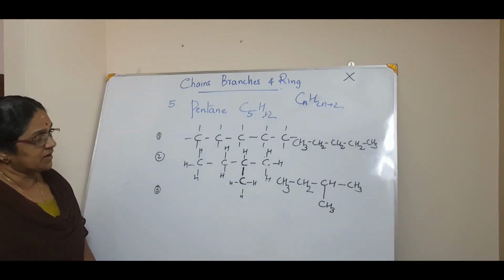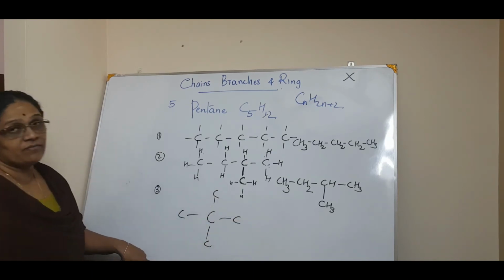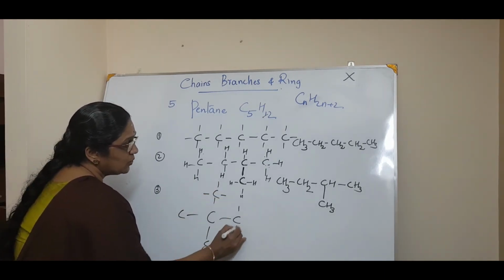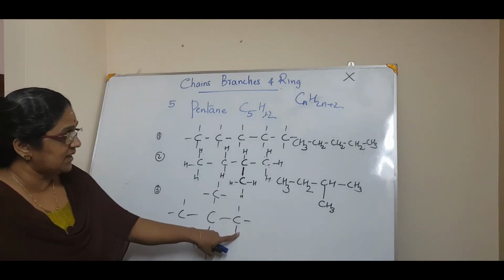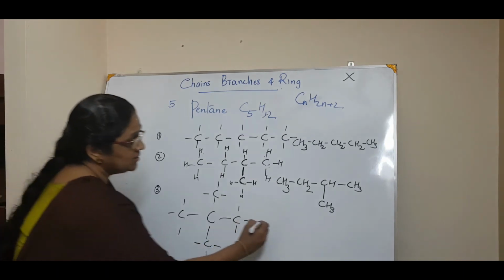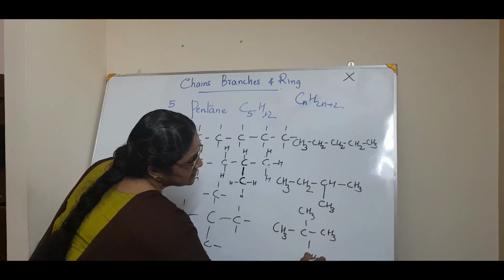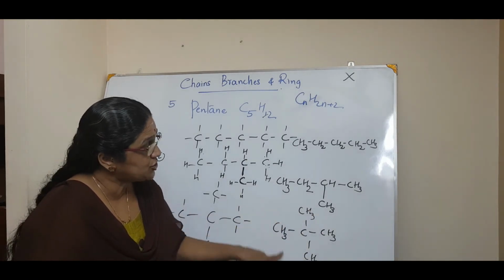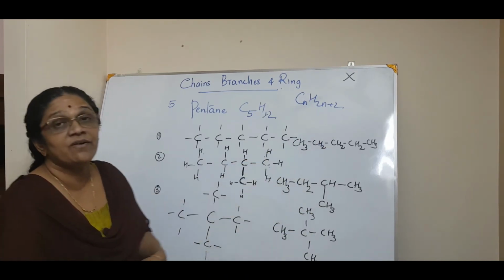Got it? Now the third is what you have written like this. 1, 2, 3, 4 and 5. Now draw the hydrogen. 1, 2, 3, 1, 2, 3, 1, 2, 3, 1, 2, 3. So it will be 3 plus 3, 6, 6 plus 3, 9, 9 plus 3, 12. C5H12. So how will be the third structure? The third structure will be CH3, CH3, CH3, CH3. Here also C5H12. Here also C5H12.